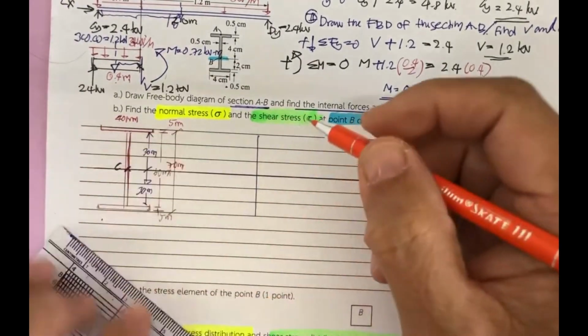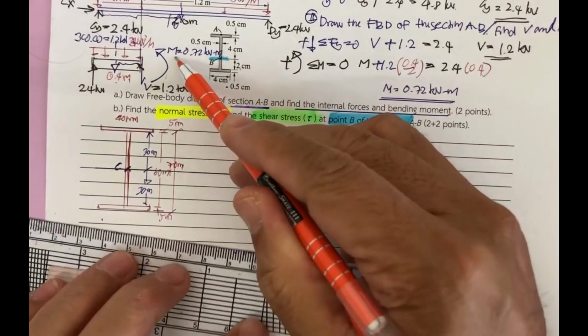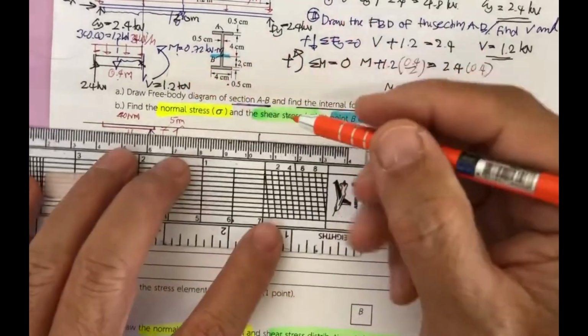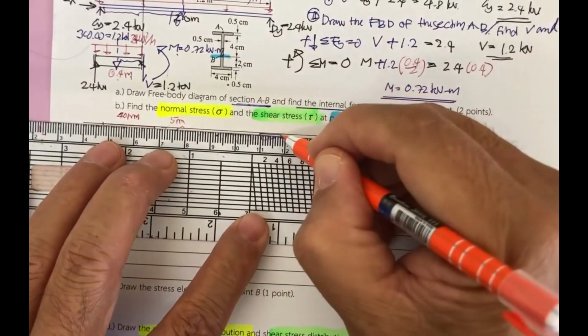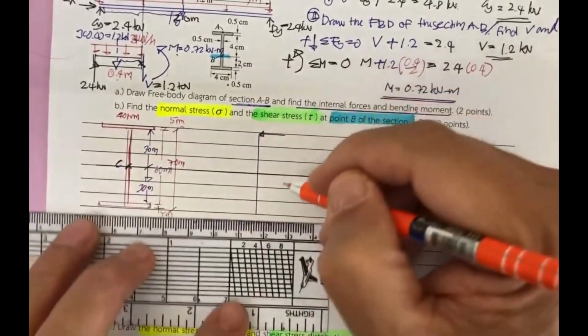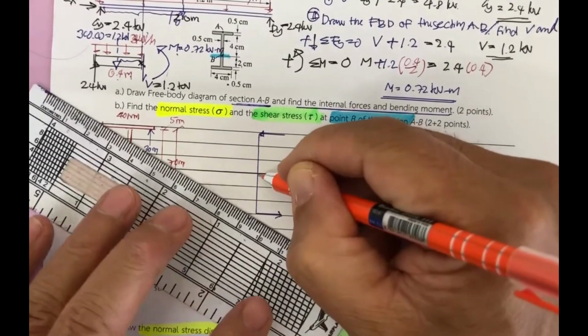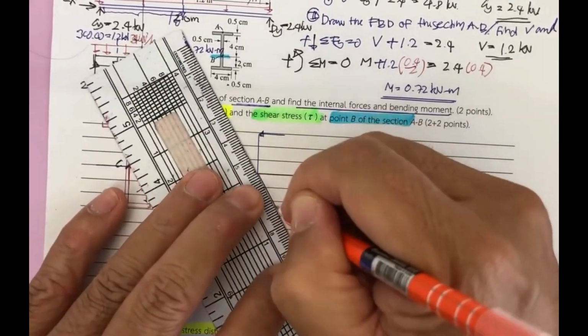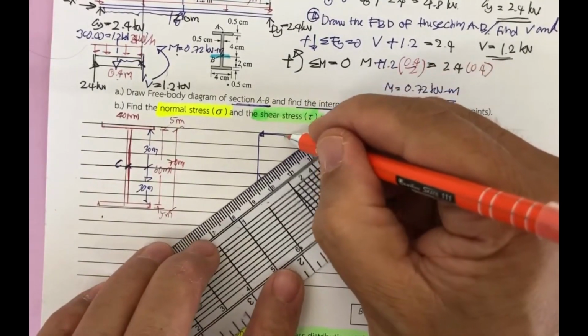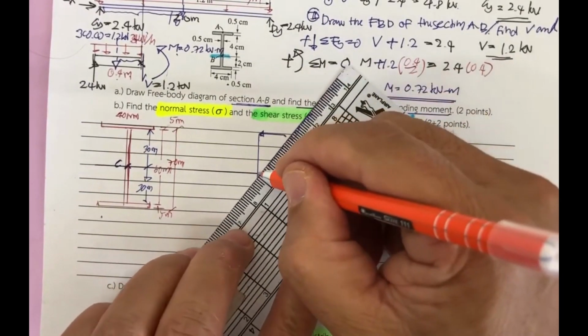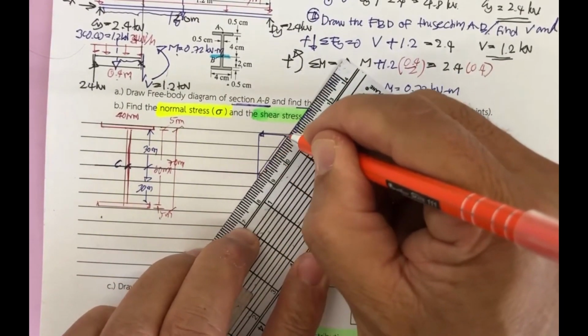Based on the section that we understand here, the section is subjected to what? Subjected to the positive moment. That means it's going to have compression on the top and tension on the bottom, and in between the stress is going to be a triangle. Why do we know this?